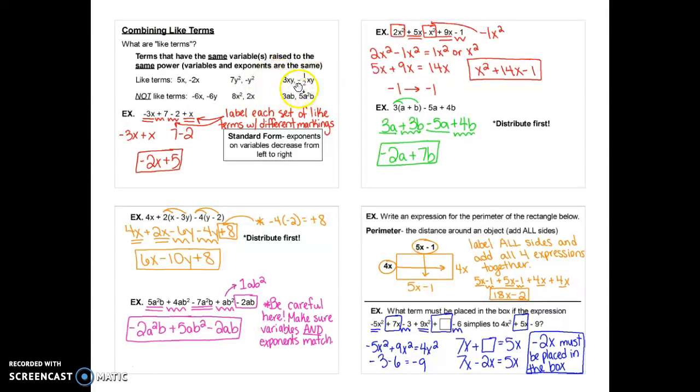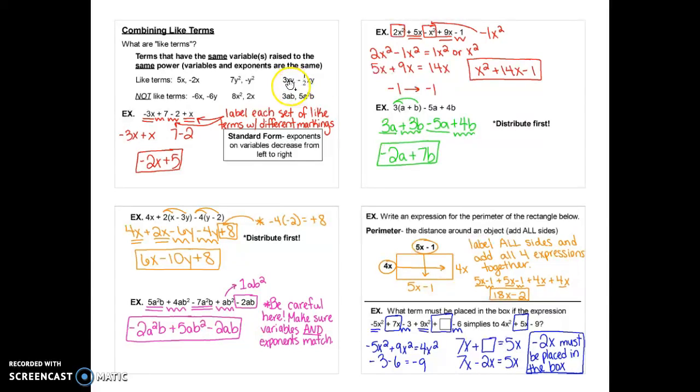Another example, and these have two variables, which is perfectly fine. So we have a 3xy, and if you notice, these are all being multiplied together. That's why it counts as one single term, because it's all connected by multiplication. So 3xy and a negative 1/2 xy. So again, the variables are exactly the same.